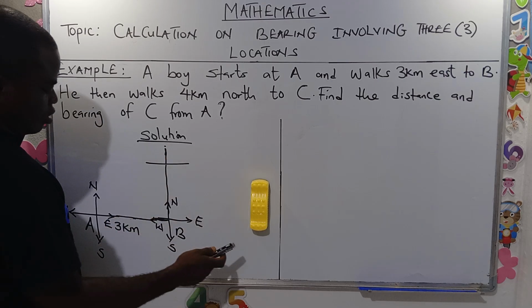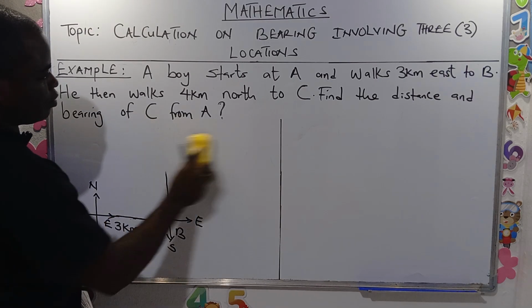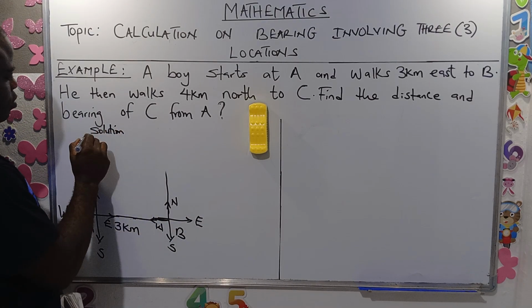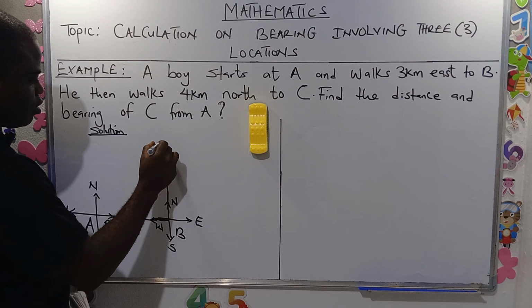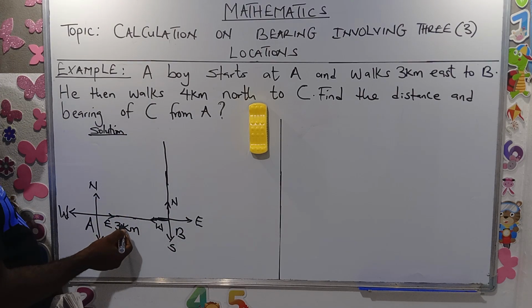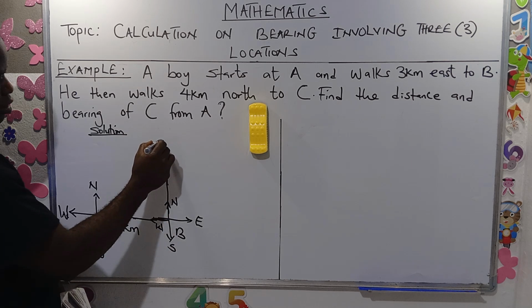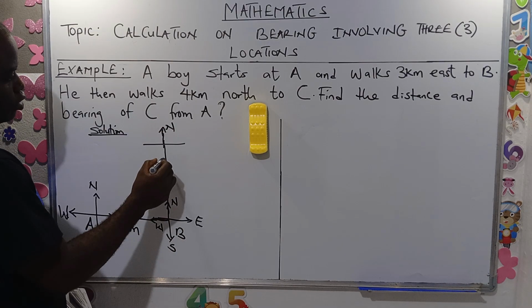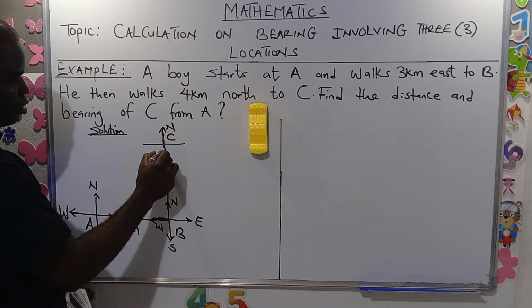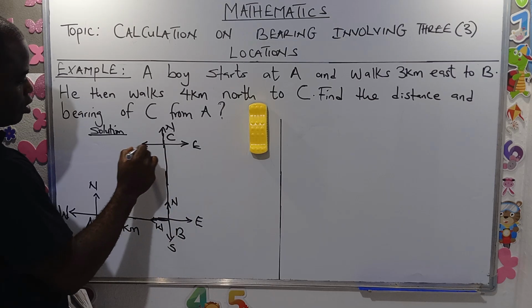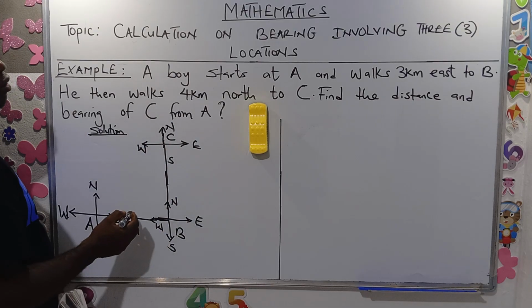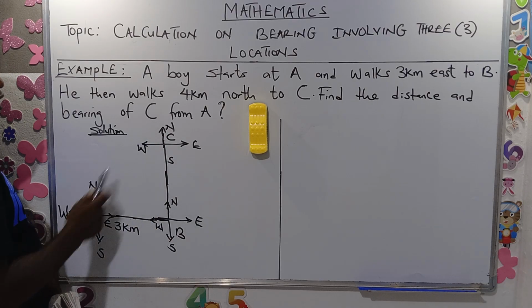This is 4 kilometers. The line will be longer compared to the 3 kilometers. This is north, due north to C. This is C. This is east. This is the west. And this is the south. Move north to C. Find the distance and the bearing of C from A.